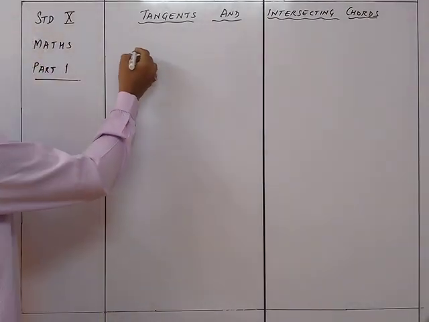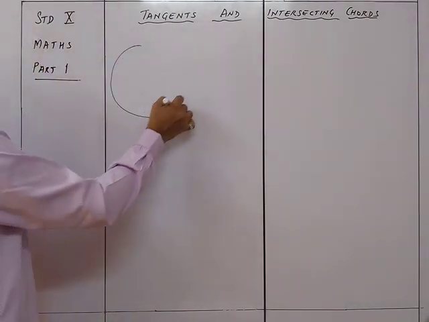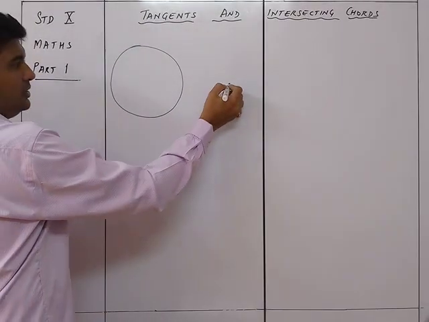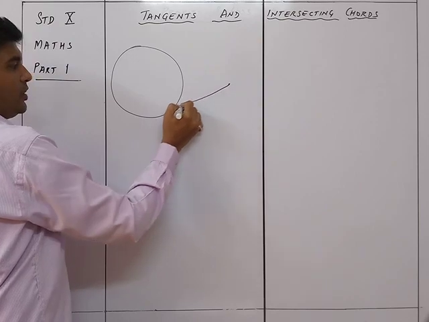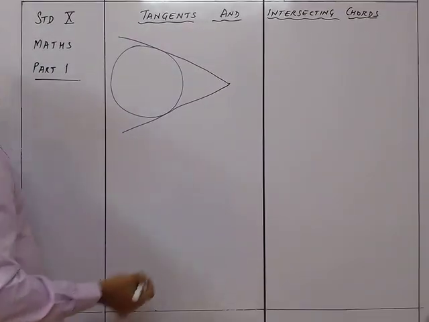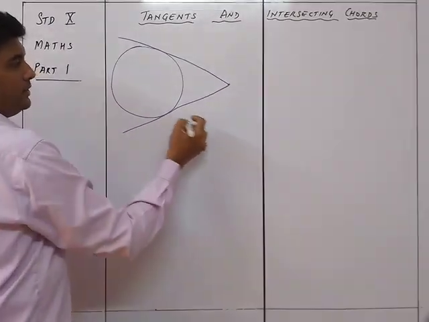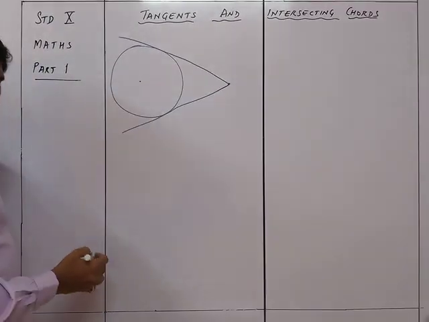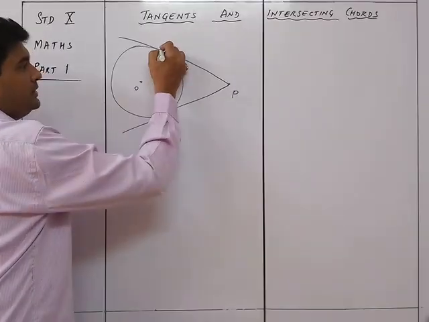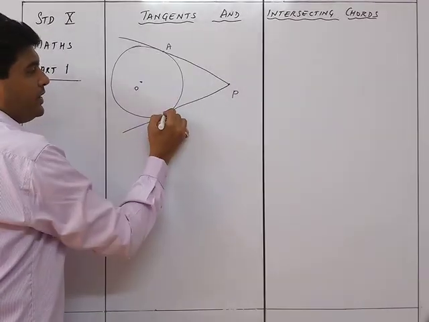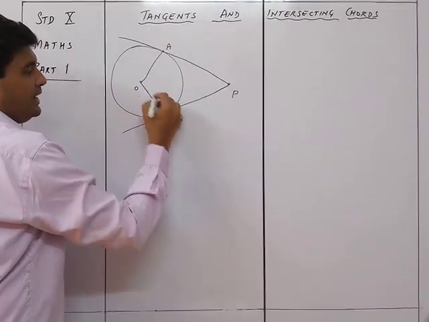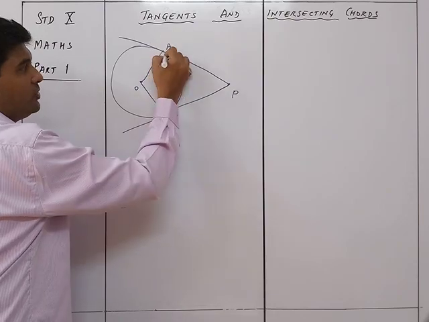So suppose this is a circle, and this is the point outside the circle. So I know very well that I can draw two tangents from this particular point to this circle. So we have got over here point P, this is point O, this is point A, and this is point B. If I join this like this, I know that this will be 90 and this will be 90.